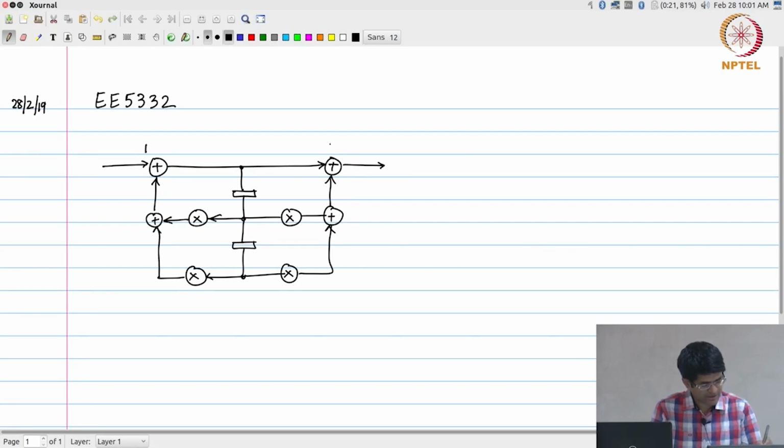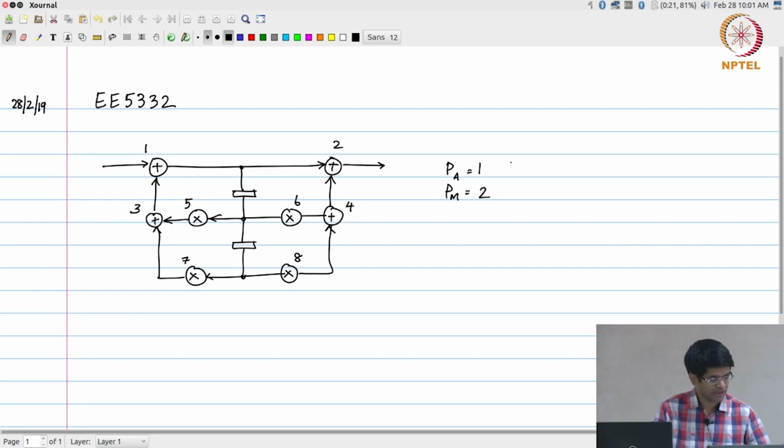So as before, this is our starting point. Node numbers 1, 2, 3 and 4 correspond to addition operations. 5, 6, 7 and 8 are multiplications. Once again I am making the assumption as before that the pipeline latency of an adder is 1 time unit, pipeline latency of a multiplier is equal to 2 time units.